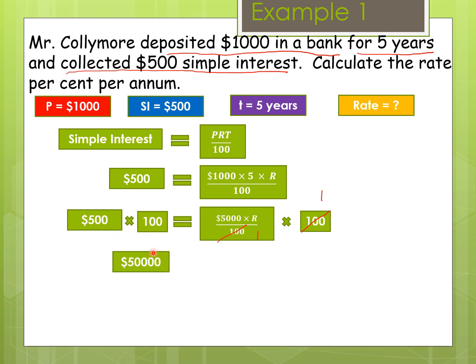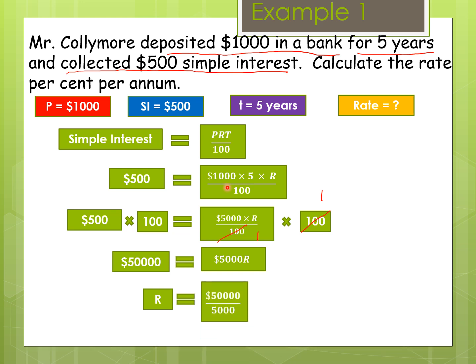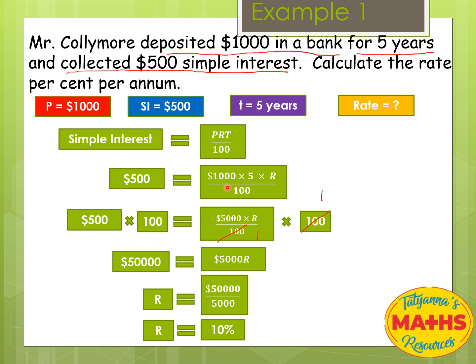That's going to give us $50,000, which is equal to 5,000 times R. Now you would have noticed that we multiply 1,000 by 5 to get the 5,000 and R, which is what we're trying to find, the rate. So we're going to make R the subject, and we're going to divide 50,000 by 5,000. So the rate is going to be 10%.